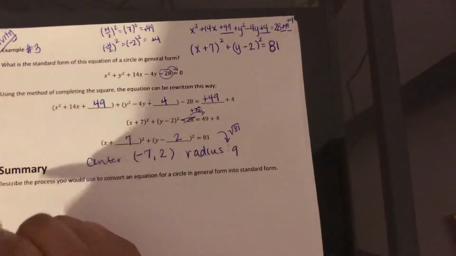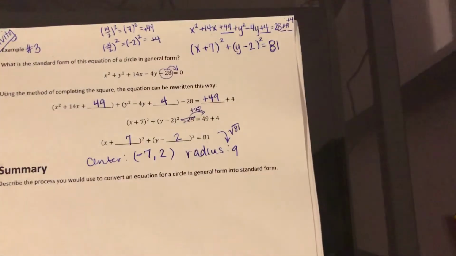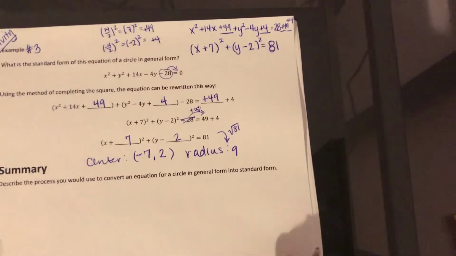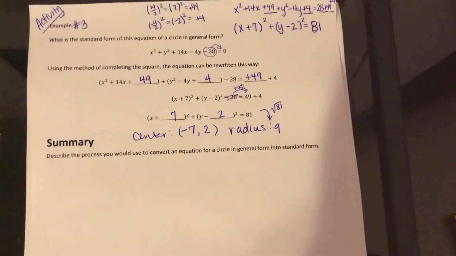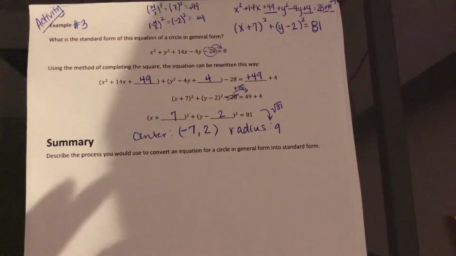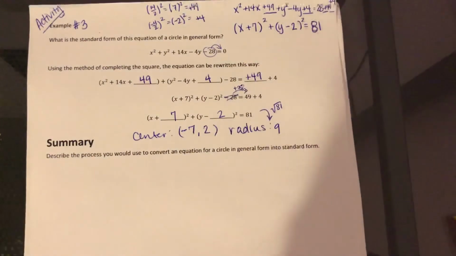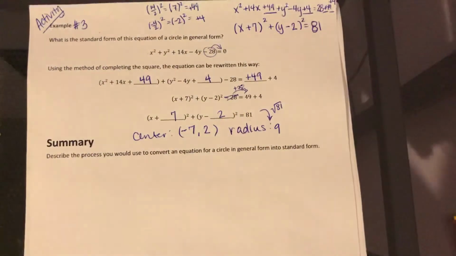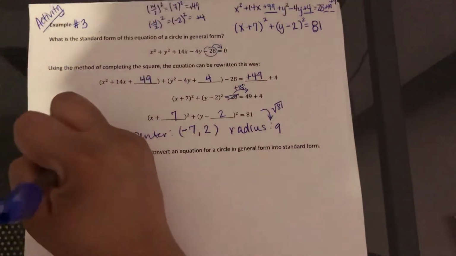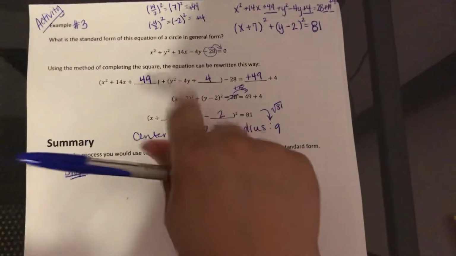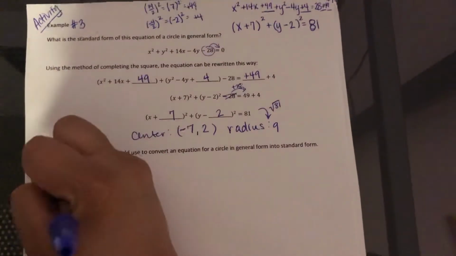So lastly, it says, write the process you would use to convert an equation for a circle in general form into standard form. So I'm going to very quickly give you some instructions as to what I think you should do when completing the square. And this is where we're going to end the video. So I am going to go ahead and tell you what I think you should do on each one. So step number 1. And this is for doing questions like the format like number 3.